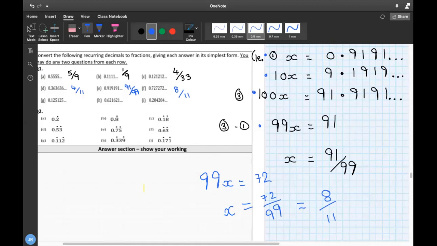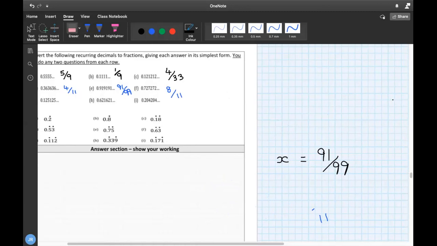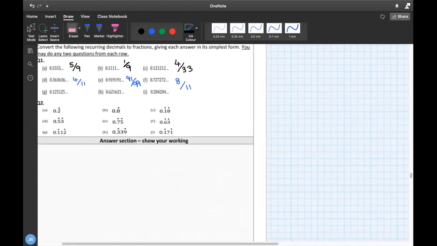Okay. Right, let's have a look at questions G, H, and I. Now these questions are slightly different because they have 3 digits that are recurring. And if you haven't done so already, see if you can predict how many lines we're going to need for our working out, how many different steps we will take here.